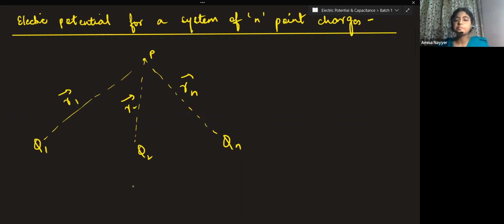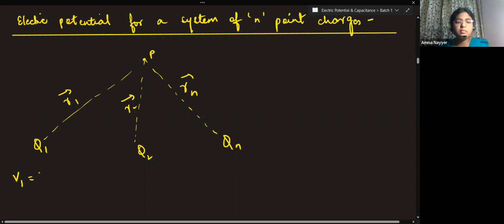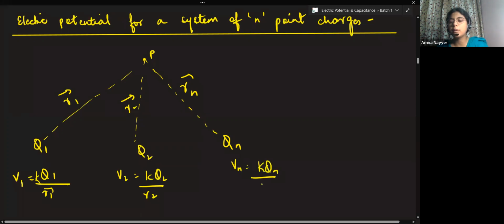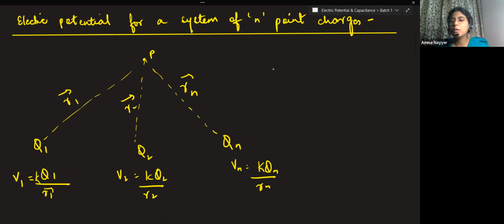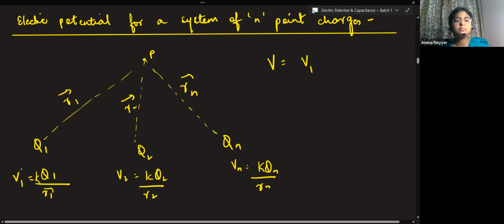So V1 will be given by KQ1 by R1. V2 will be given by KQ2 by R2. Vn will be given by KQn by Rn. These are all the individual potentials due to single charges. But still, I'm not able to get the net potential. So, net potential will be V1 plus V2 plus V3 up till Vn.